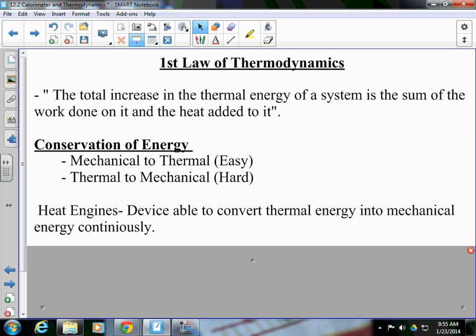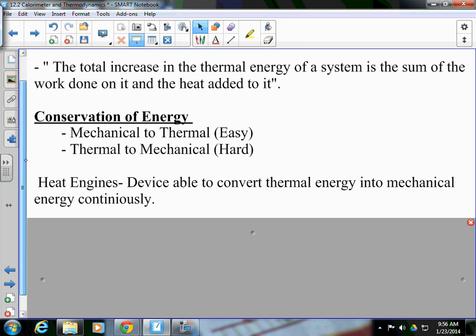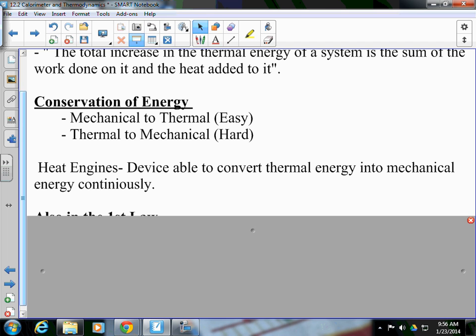When we do conservation of energy, remember, energy can be changed, never created nor destroyed. So we go mechanical to thermal. It's very easy to take mechanical energy and convert to thermal. Think of it as a machine. What happens? You have friction. That's why you need all types of lubricants to prevent friction on machines to reduce heat, such as oil in your car or other things in machinery. But it is difficult to go from thermal to mechanical, the other way around. Heat engines, it's a device that's able to convert heat into mechanical energy continuously.